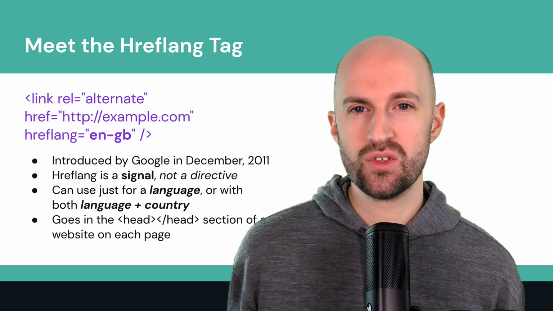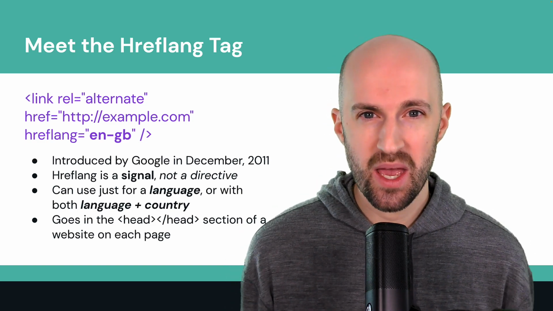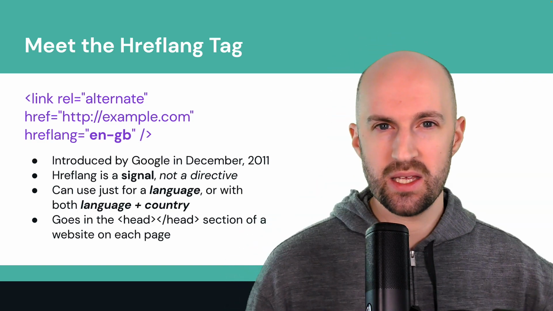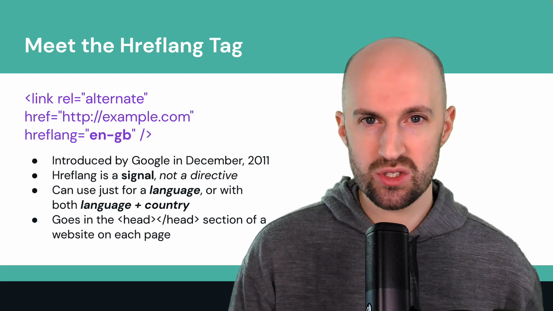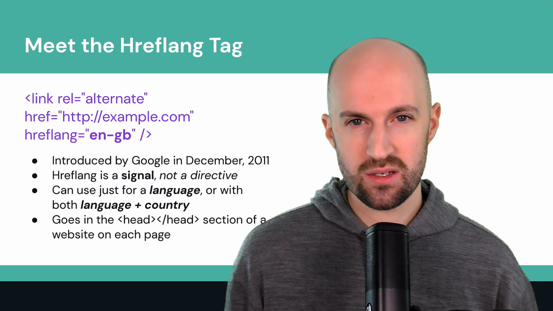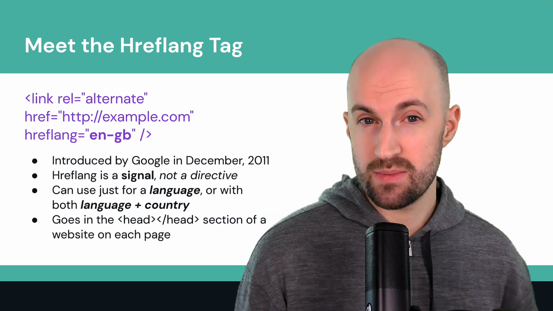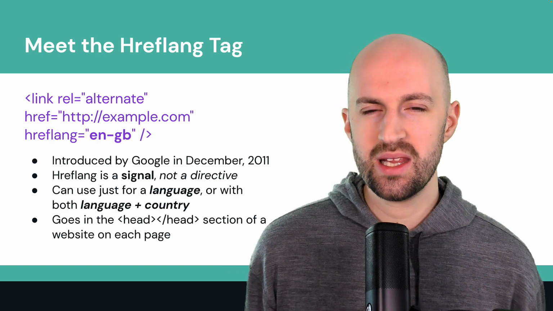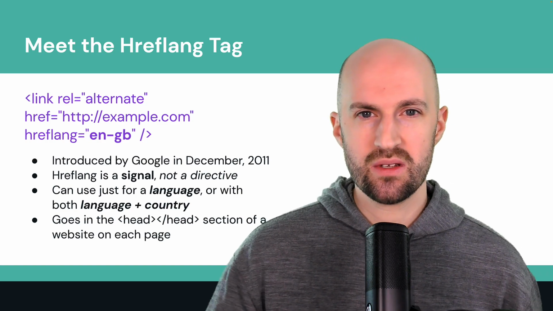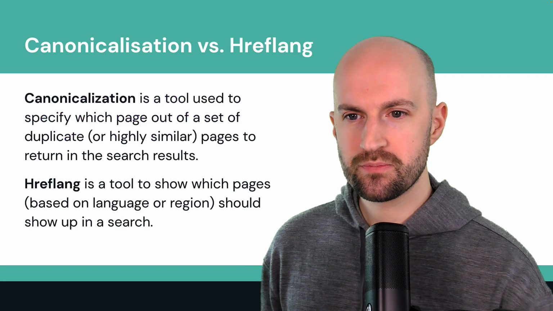So it basically tells search engines when they land on a page, oh, this page is English and it's meant to target the UK customers, or it's meant to target the US market, or it's meant to target the Canadian market. So it basically specifies where that should show up.